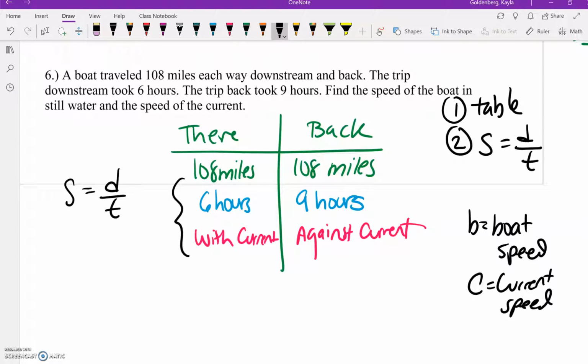And I actually want you guys to try and use the speed equals distance over time. Try and write your 2 equations for there and back on your own. And then I'm going to unpause the video after I've done some work.